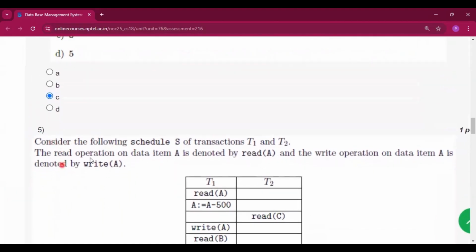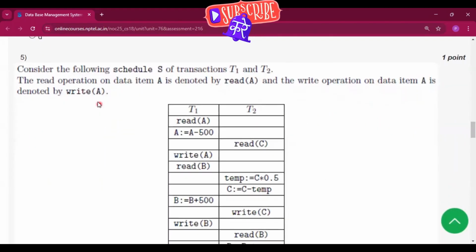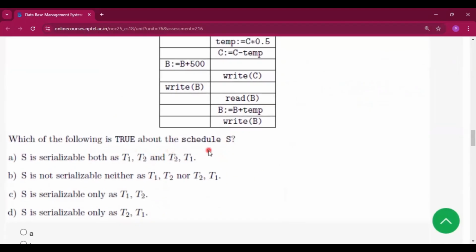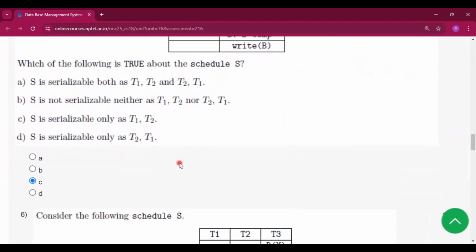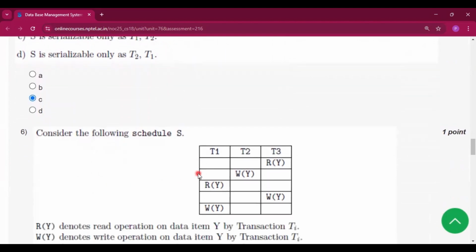Now for question number 5, consider the following schedule S of the transactions T1 and T2. The read operation on the data item A is denoted by read A and the write operation is denoted by write A. And this is the schedule. Which of the following is true about the schedule S? The answer will be S is serializable only as T1, T2. Option C.